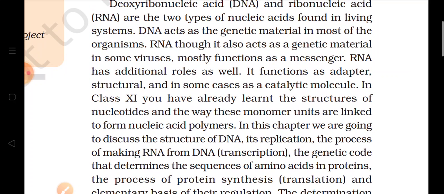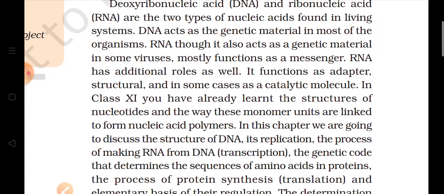Now, how is this RNA formed in the body? It is formed on the template of DNA, and that process is called transcription. That is, when RNA is synthesized on the DNA template, using DNA as the base, this is called transcription. So in this chapter we will study the structure of DNA, and then how transcription takes place.